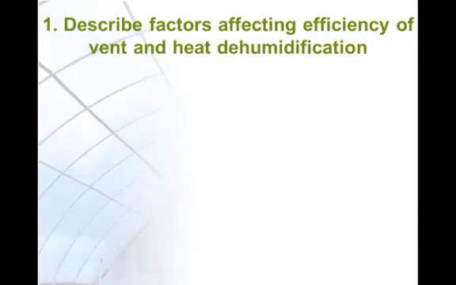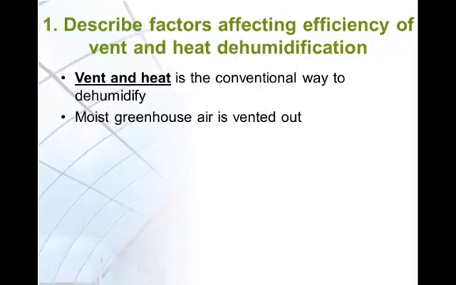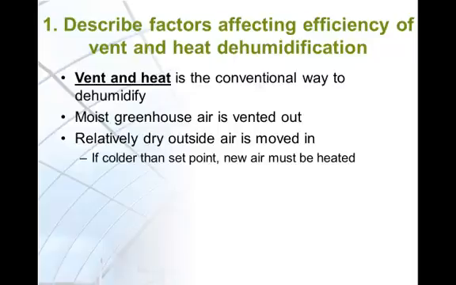Let's describe the costs associated with the vent and heat method. Vent and heat is the conventional means of dehumidification. In this method, the greenhouse is opened and moist greenhouse air is vented out of the greenhouse. The vented air is replaced by relatively dry outside air. During the heating season, outside air is colder than the greenhouse set point and must be heated. The problem with this method of dehumidification is the high cost of heating the new air.